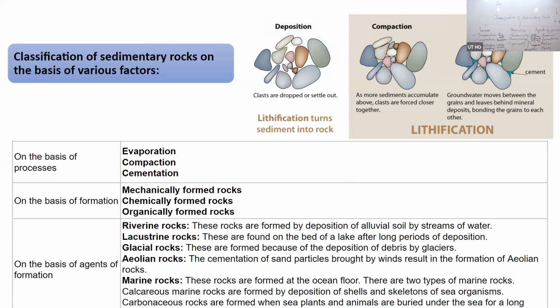Okay, then organically formed rocks. Chemically formed rocks are compacted through evaporation and precipitation. Organically formed rocks contain remains of dead plants and animals. Limestone is formed by skeletons, shells and animal remains, and contains large proportions of lime. Peat, lignite, bituminous and anthracite are types of coal. Peat is not actually coal, it's just organic matter, the first stage of coal.